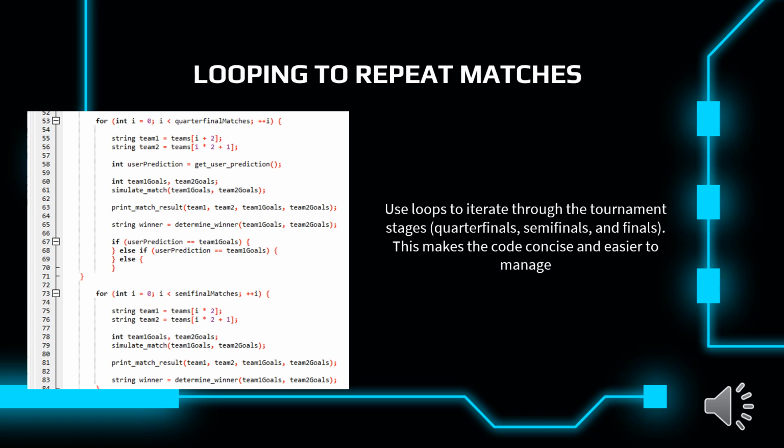Using loops for tournament stages simplifies the code structure, reduces redundancy, and makes the code more adaptable to changes in a tournament format. It enhances readability and maintainability by providing a clear and consistent way to handle each stage of the competition.